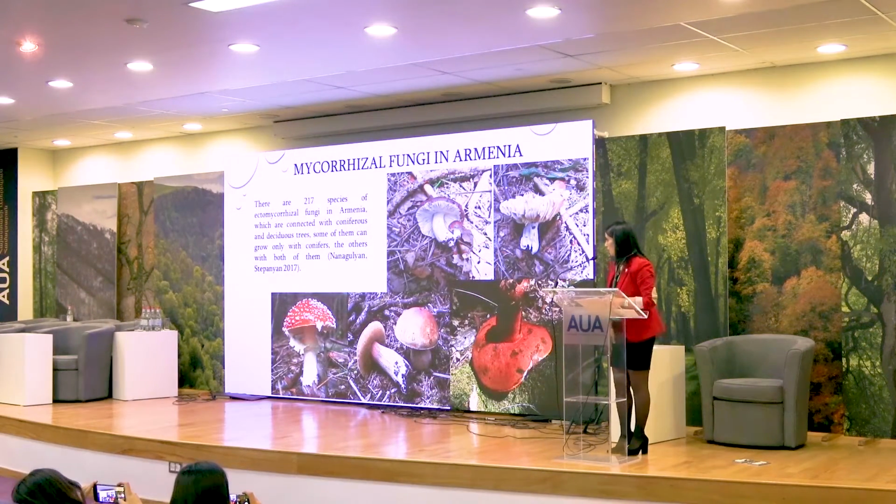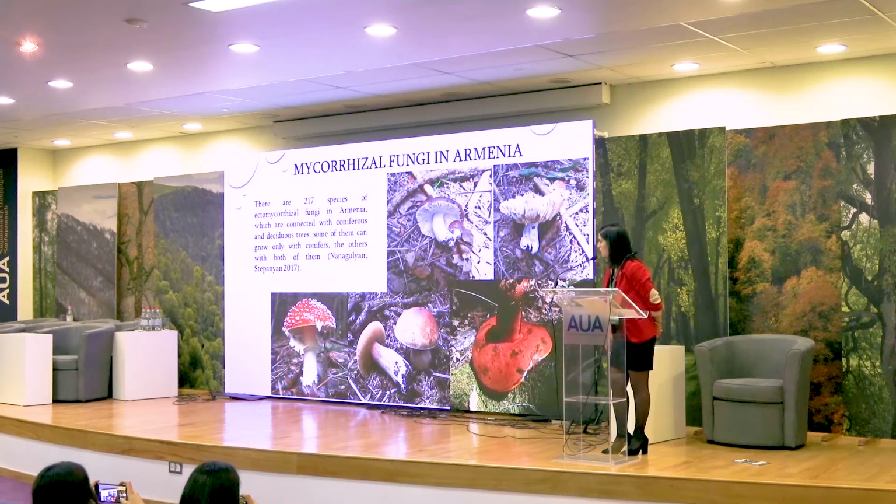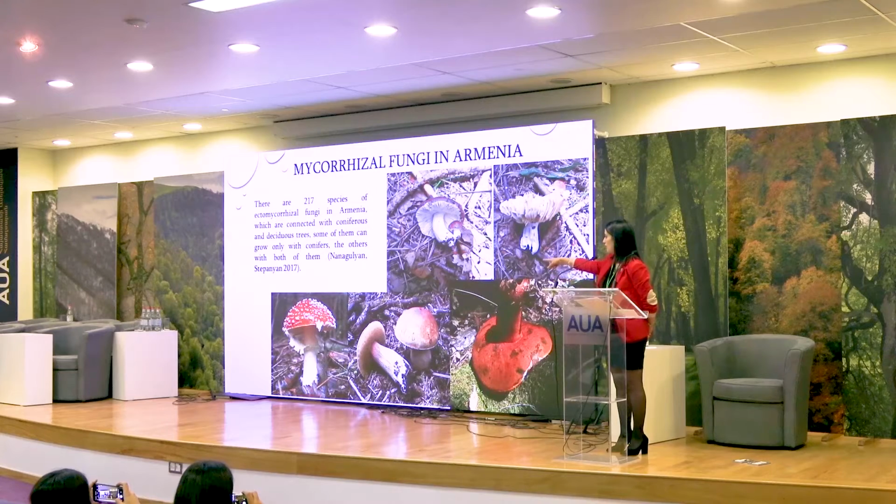Mycorrhizal fungi in Armenia. There are 217 species of ectomycorrhizal fungi in Armenia, which are connected with coniferous and deciduous trees. Some of them can grow only with conifers, for example Suillus, and you can see Russula here. The others can grow with both of them. For example, you see the red cap fungus. This is Amanita muscaria, the poisonous mushroom. These amanitas can have a connection with 15 partners. From this point of view, this is really beneficial for the forest.